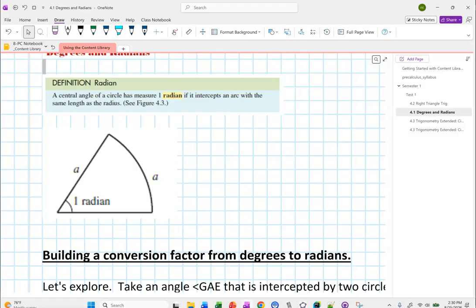Okay. So let's start with the definition of a radian. So we say a central angle of a circle. So remember from geometry what we mean by a central angle.